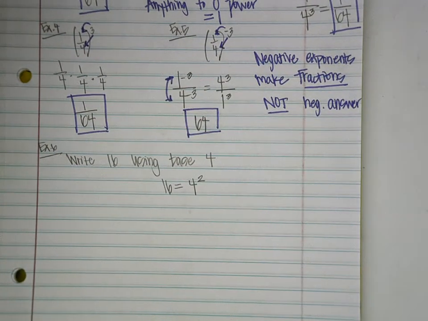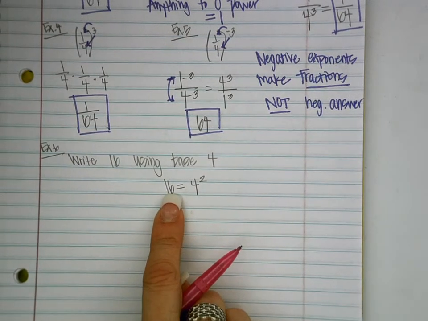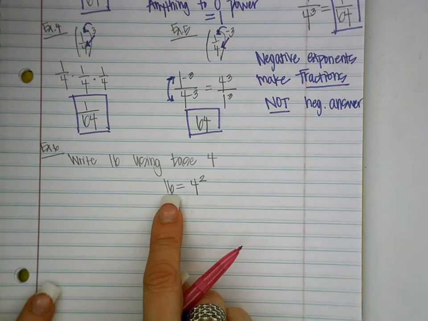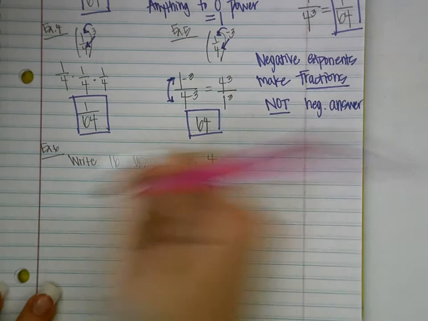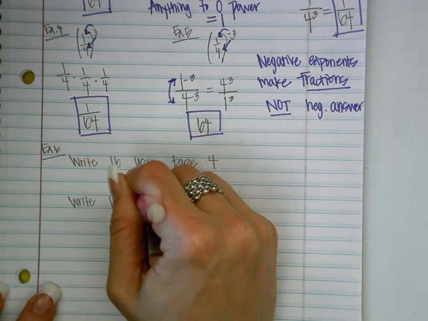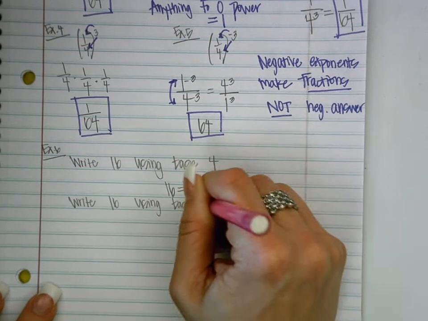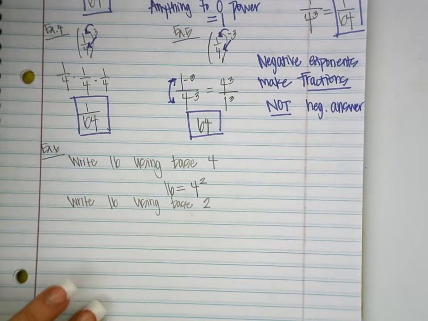And on your homework, you're not going to have to write out the words. I just want you to write out stuff like this. So write 16 using base 4. All I want to see is like 16 equals 4 to the second. Then same thing: I'd like you to write 16, but this time use base 2. Write 16 using base 2.